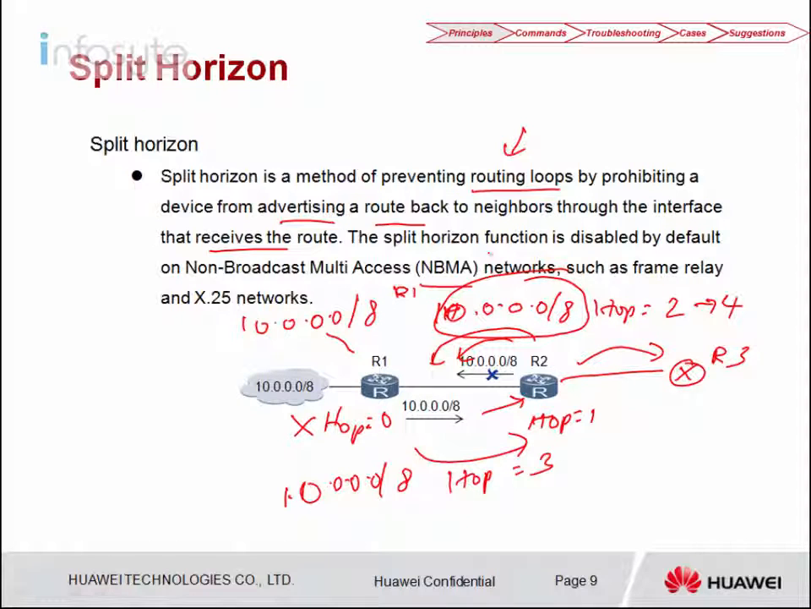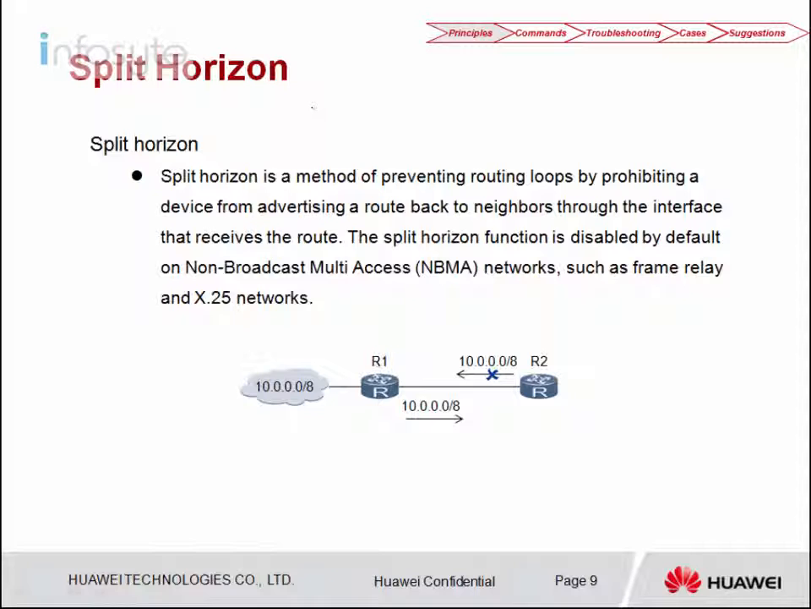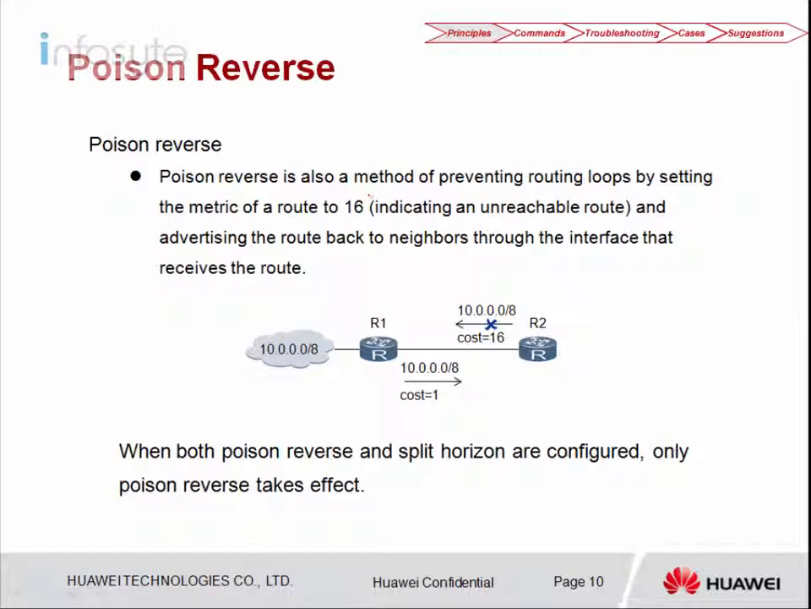Alright, so for us to prevent this loop, split horizon has to be enabled. Poison reverse is a method of preventing routing loops, just like split horizon, but the mechanism used for loop prevention is slightly different. Here, they send what we call a poison, which is a hop count of 16, indicating an unreachable route, and advertise the route back to the neighbor. And poison reverse by default is disabled.